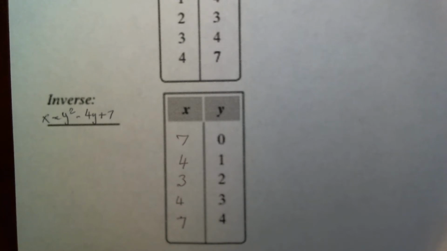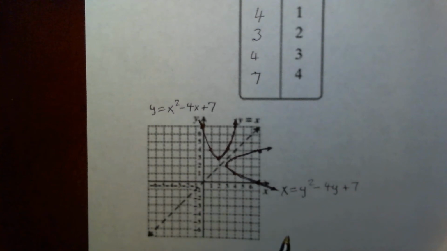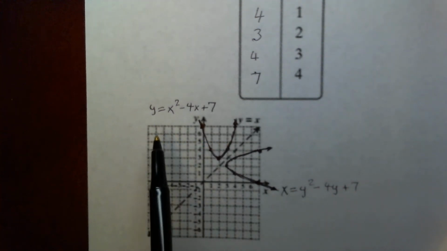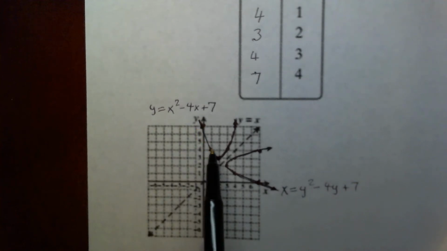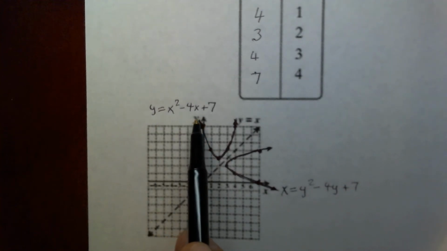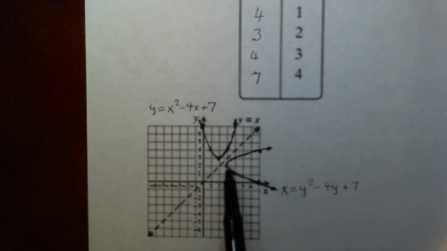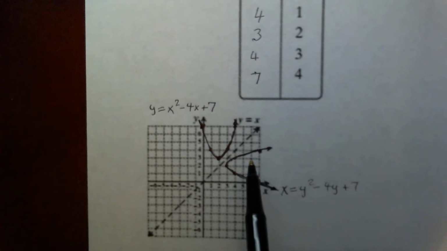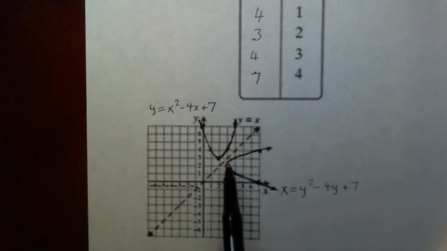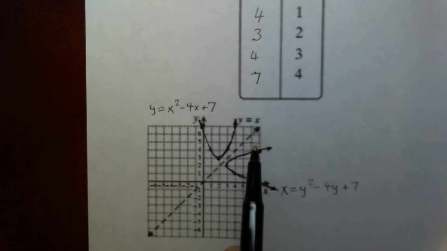Now let's mark those points on the graph and connect them with a smooth curve. So here we have plotted the ordered pairs and connected them with a smooth line. And so here's the graph of the original relation, y equals x squared minus 4x plus 7. And here's the graph of the inverse relation, x equals y squared minus 4y plus 7. And again, we notice that these graphs are symmetric about the line y equals x.